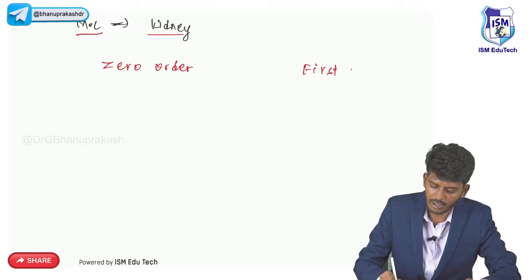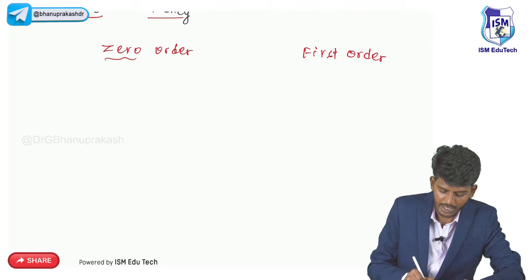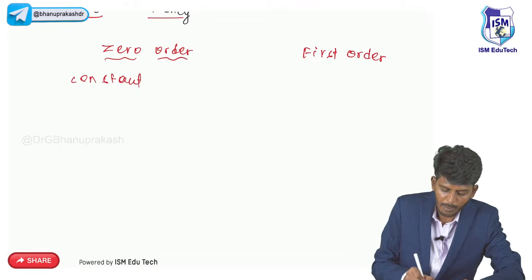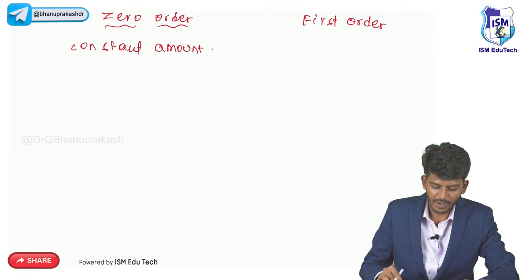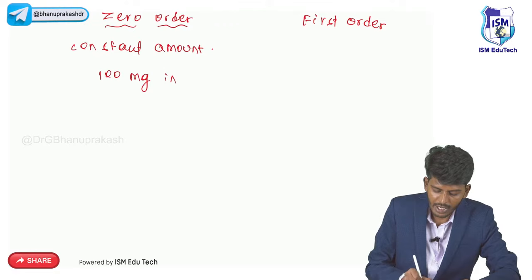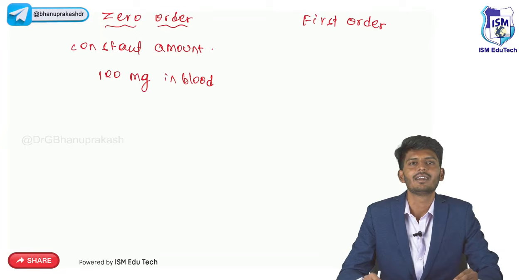Now, what is this zero order kinetics? A constant amount is eliminated. What do I mean by this? For example, I have 100 mg of a drug in the blood. Okay. Now, you people might have been learning this blindly. What is that? That is the calculation.